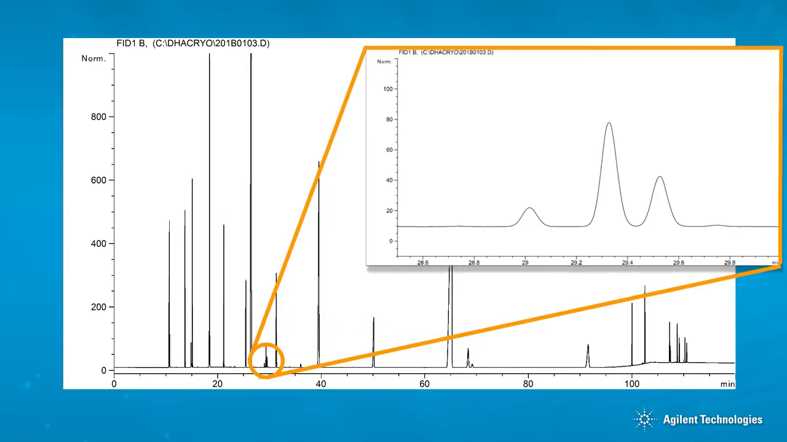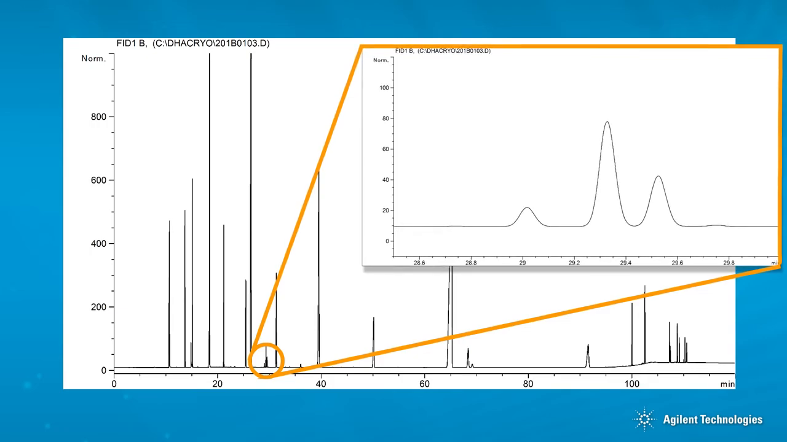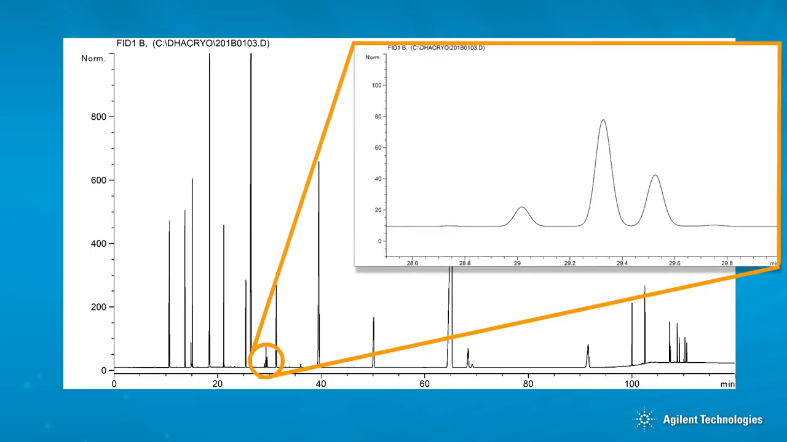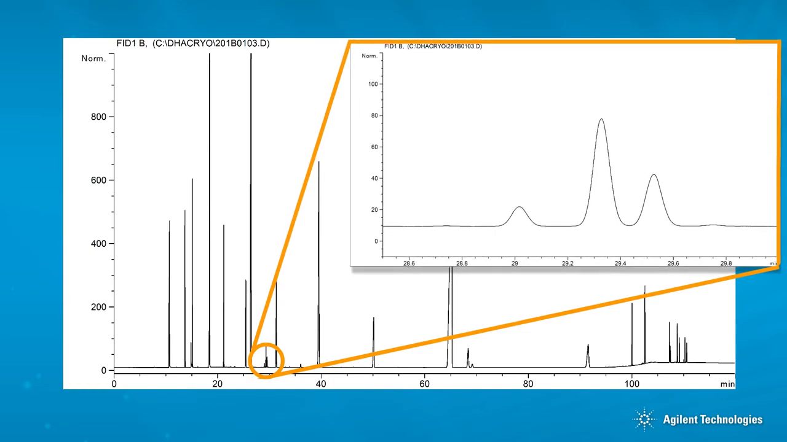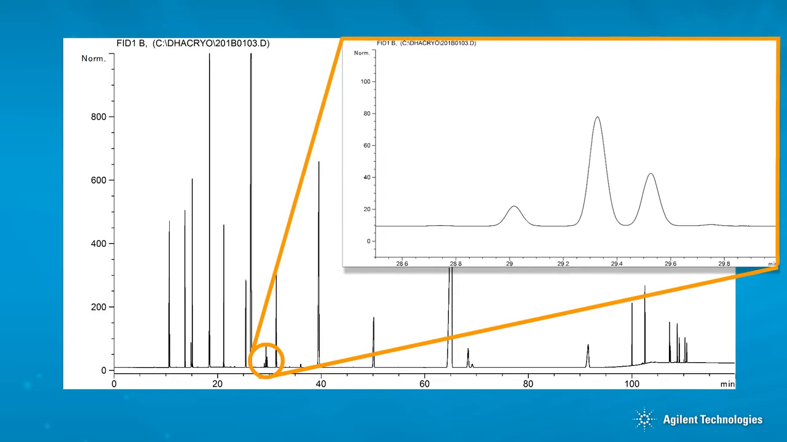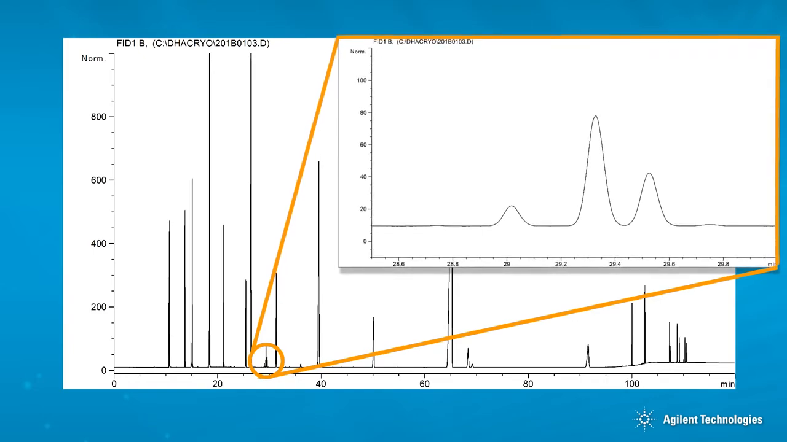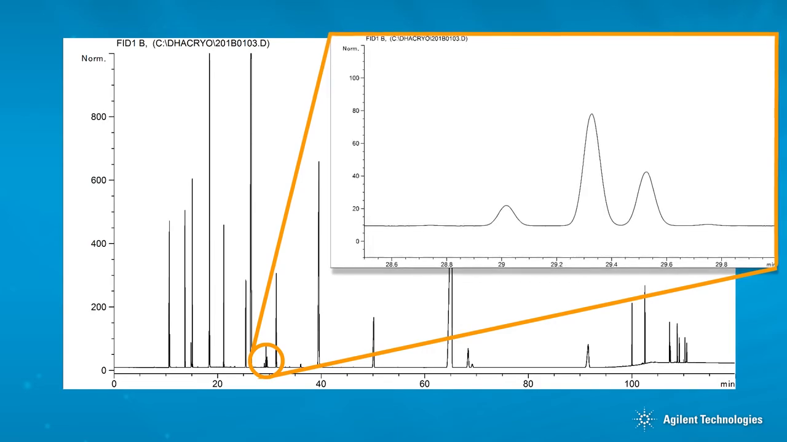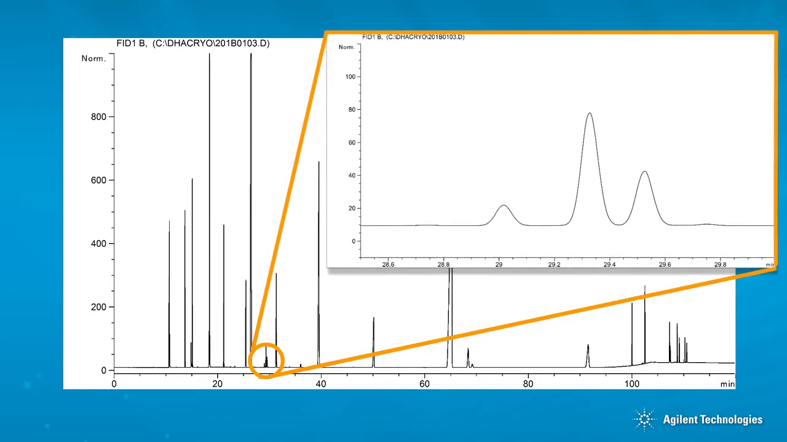Here is an example of a thin film column yielding very high resolution. How many compounds are in a hydrocarbon refining stream? The answer is a lot. One of the separations routinely done in the hydrocarbon processing industry is a detailed hydrocarbon analysis.